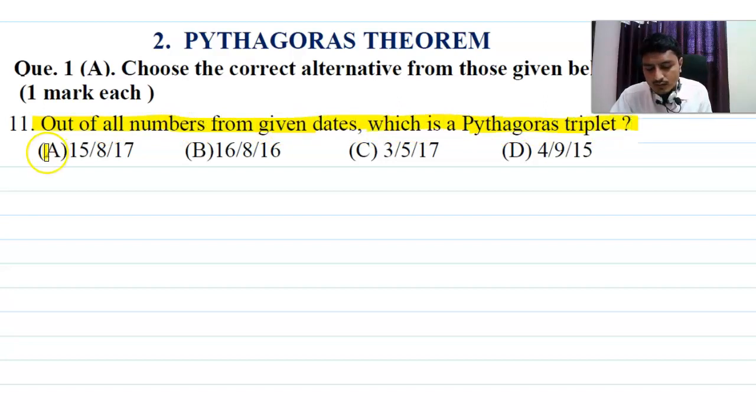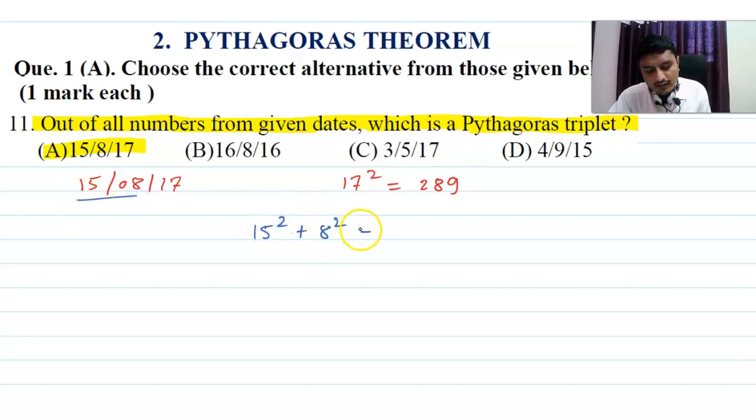So look at choice code A. We have been given 15, 8 and 17. Among them the greatest number is 17, whose square is 289. For the remaining numbers 15 and 8, we get the sum of squares: 15 square is 225, 8 square is 64. Once we add them up, we get 289, which is exactly equal to 17 square.